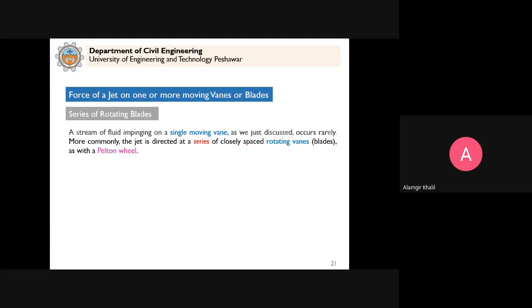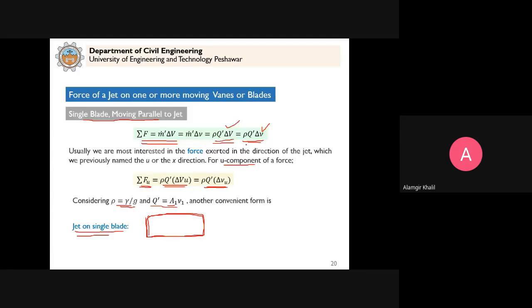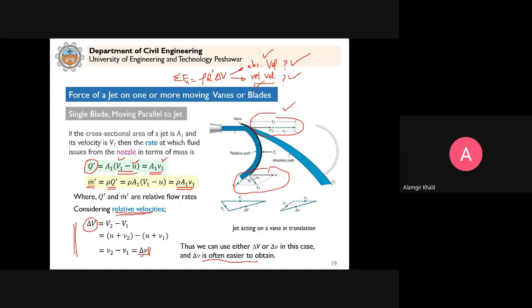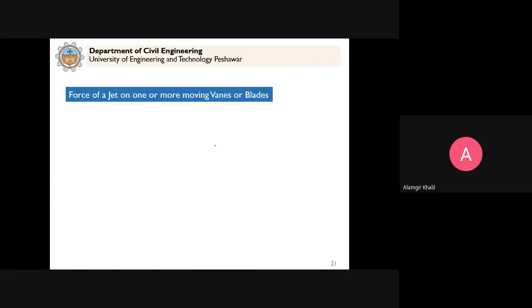Now, a single moving vane practically has very little significance. It is moving and the jet of water is striking it, which can rarely occur. That's why we are more interested in a series of moving vanes. This is the important and more practical case: force of jet on a series of moving vanes.